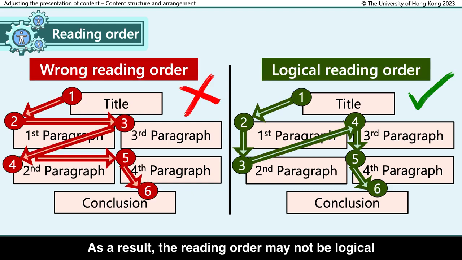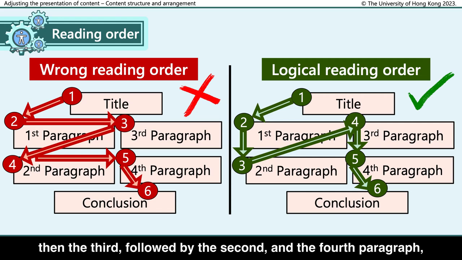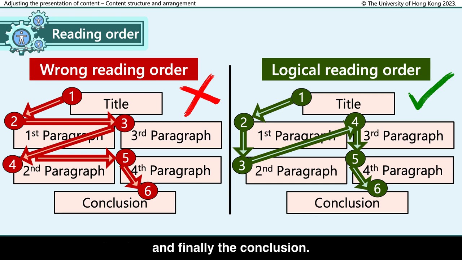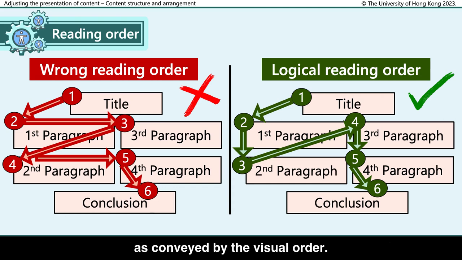As a result, the reading order may not be logical to the users of assistive technologies. For example, a screen reader may first read aloud the first paragraph, then the third, followed by the second and the fourth paragraph, and finally the conclusion. Therefore, it is suggested that we check and fix the reading order to make sure it is logical and matches the intended meanings as conveyed by the visual order.